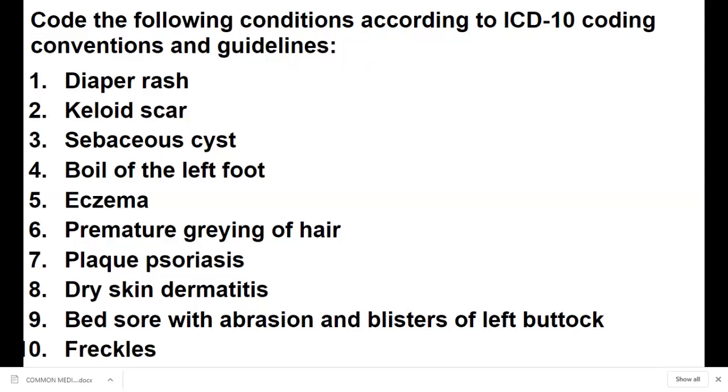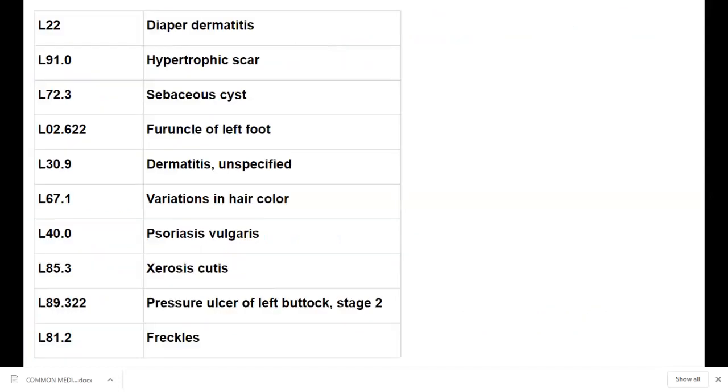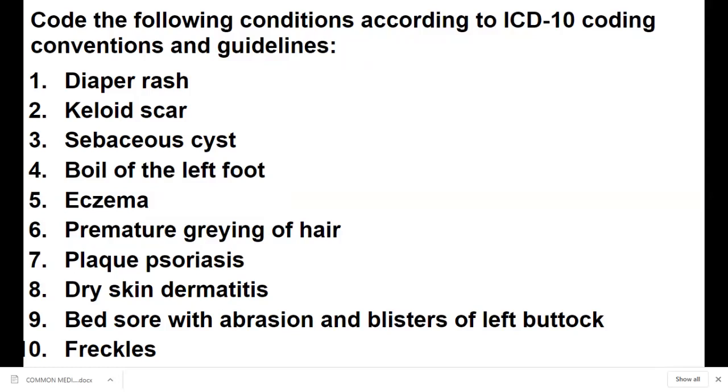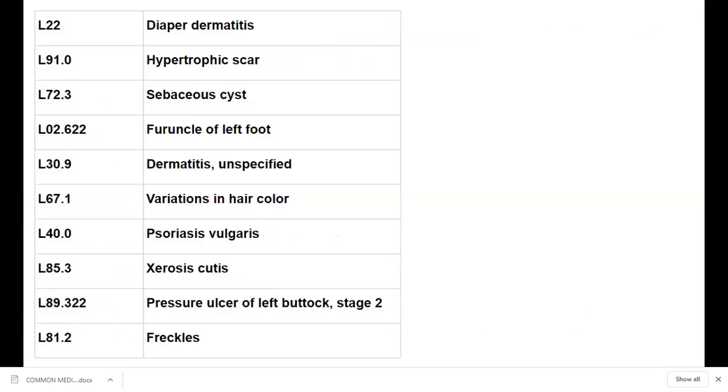Code the following conditions according to the ICD-10 coding conventions and guidelines. I would like for you to pause the video and code these scenarios. Once you pause and code these, write your answer beside, and the next slide is going to be your answers. You can check your answers, but please do that, because the more practice you have, the better you're going to get at these things. That's some practice in the skin and tissues.